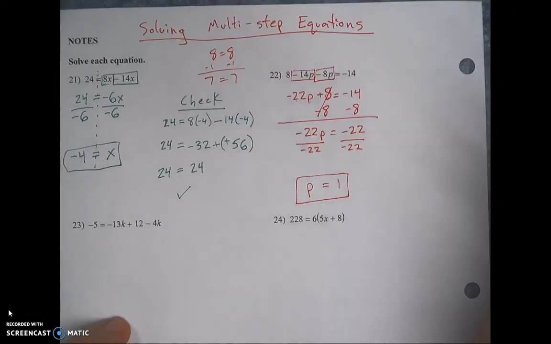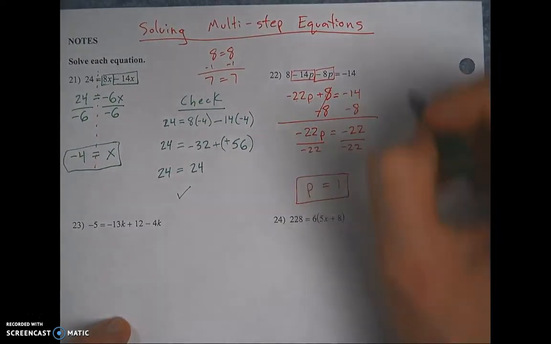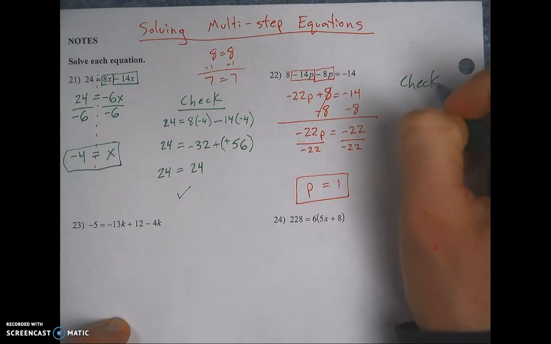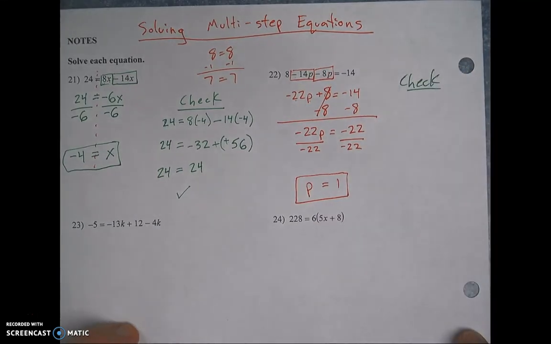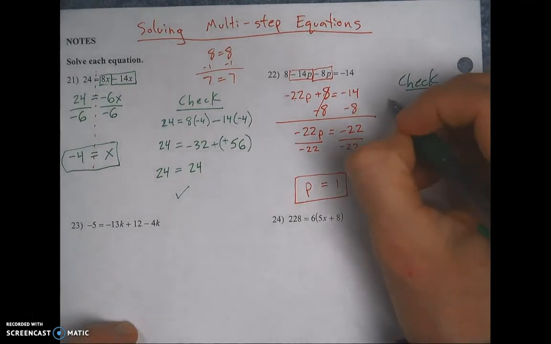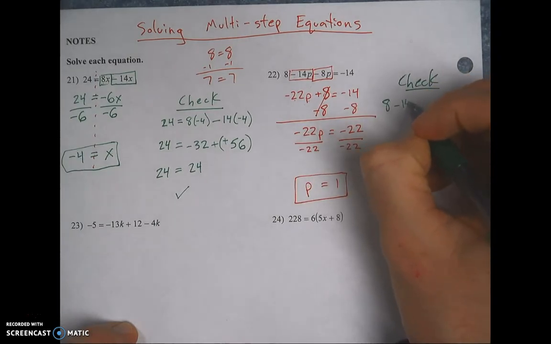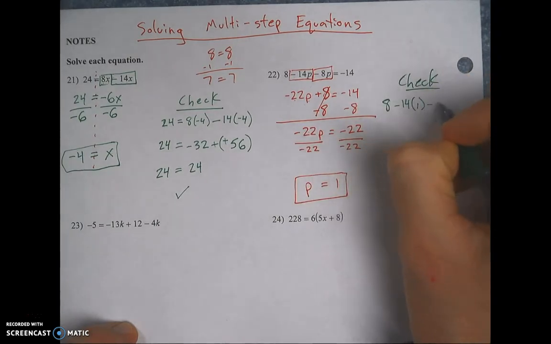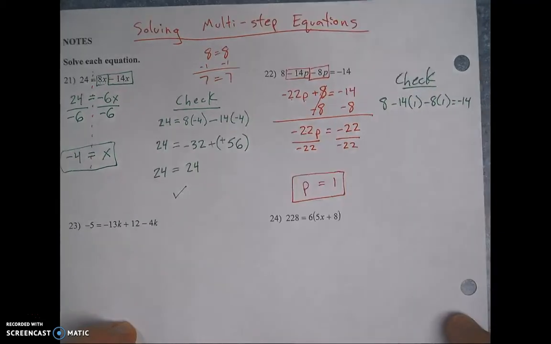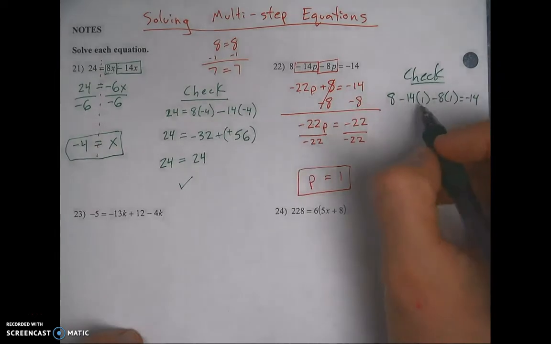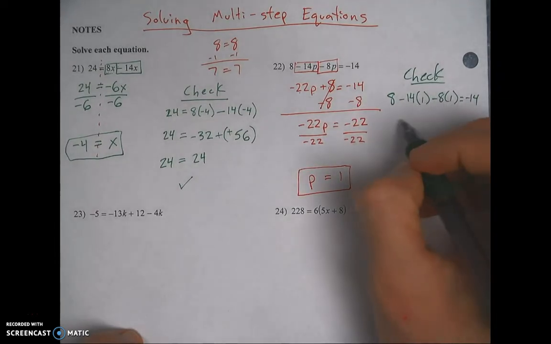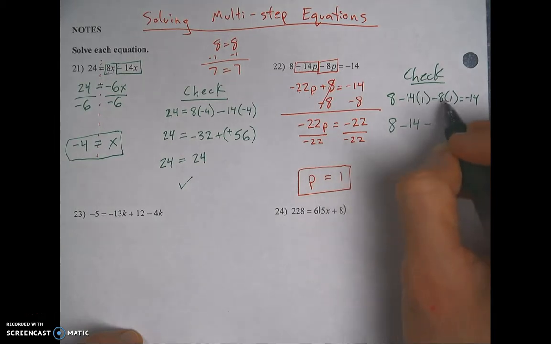So the check, right next to it. Let's do it in a different color. Rewrite the original. 8 minus 14 times 1 minus 8 times 1. So now I'm going to multiply and multiply. So 8 minus 14 times 1 is 14, minus 8 times 1 is 8.